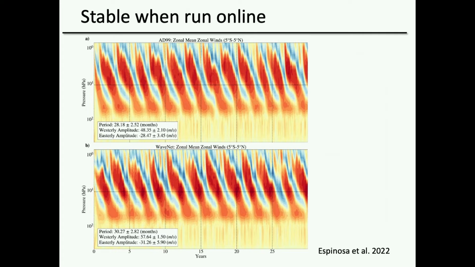And this is, again, this QBO that I was talking about, the quasi-biennial oscillation. And we've got the existing gravity wave parameterization on the top and WaveNet at the bottom. It's basically doing a pretty good job.